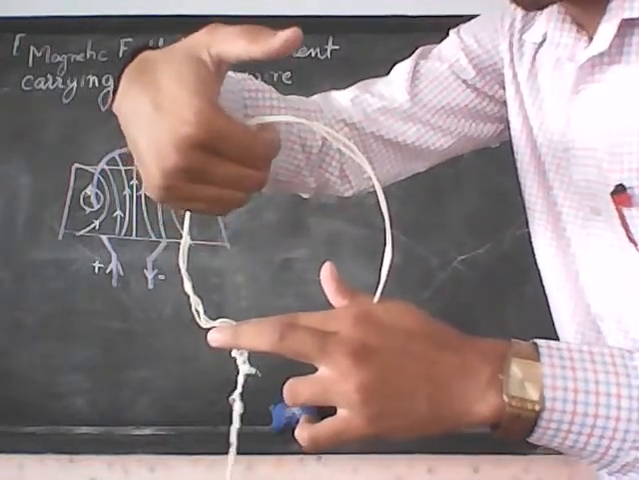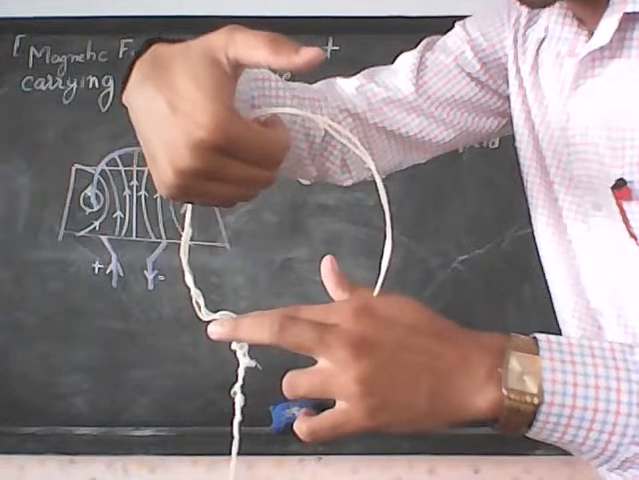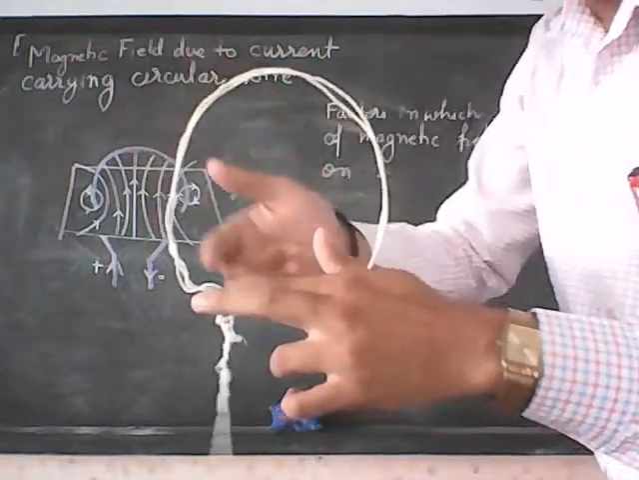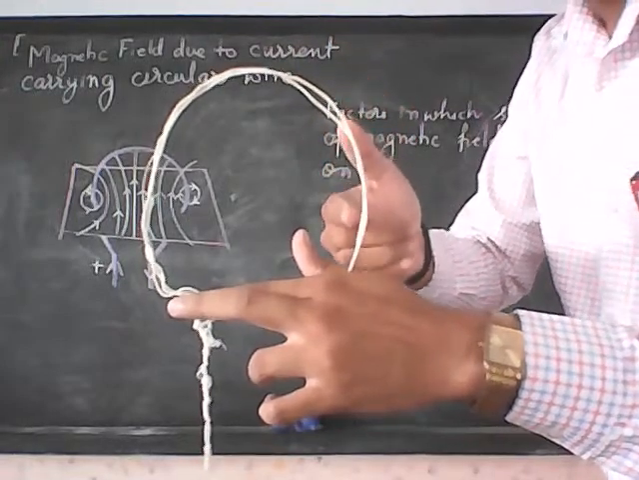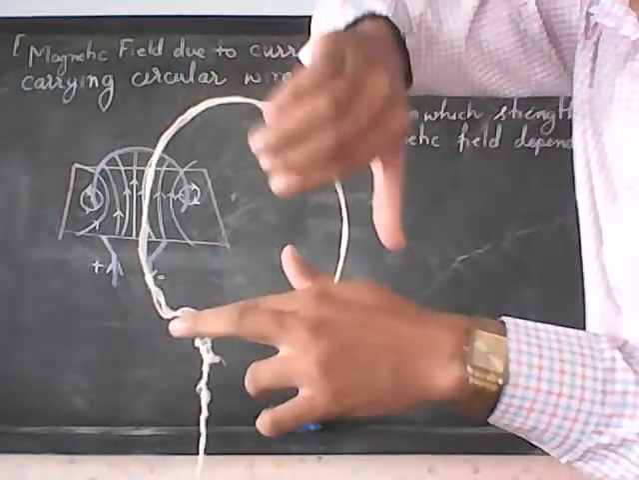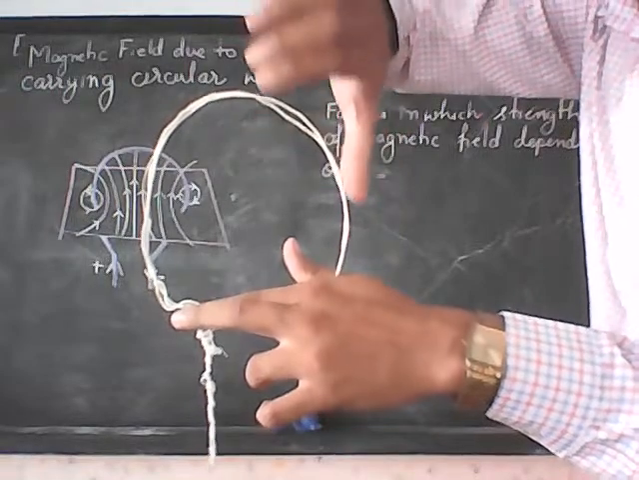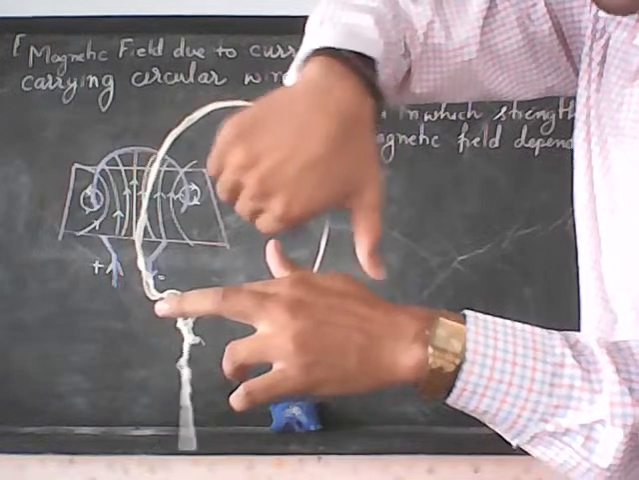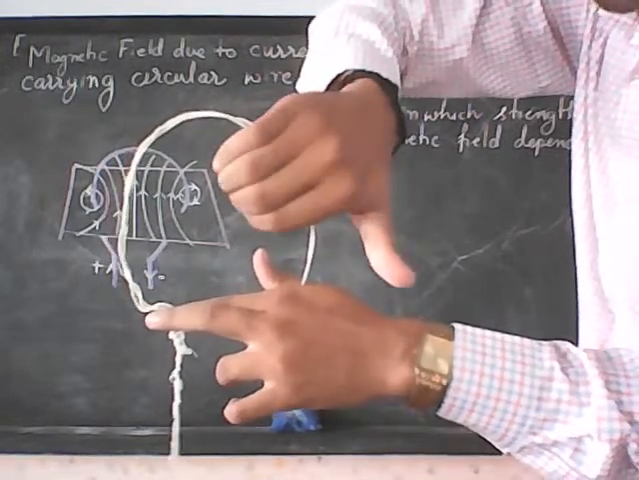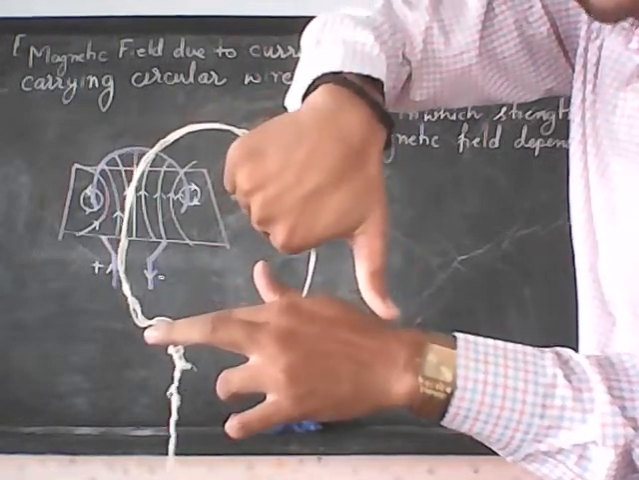This way. Similarly, when the current is coming from this part and going this way, see the direction of current. The thumb is the direction of current. And see the magnetic field direction. This will be the direction of magnetic field.